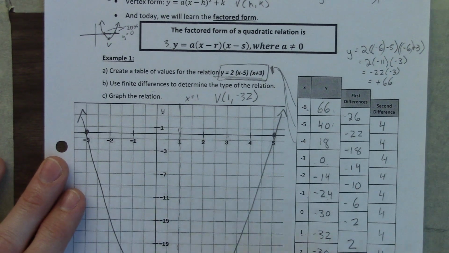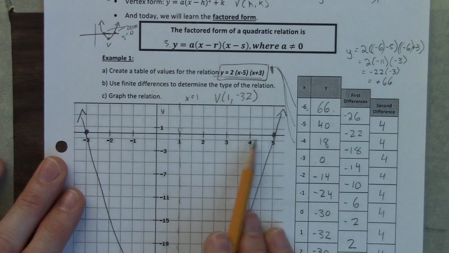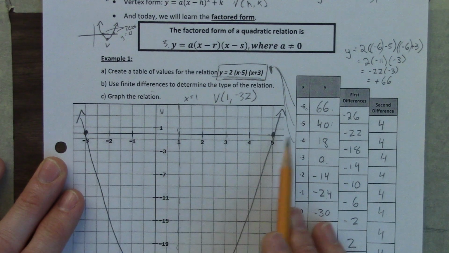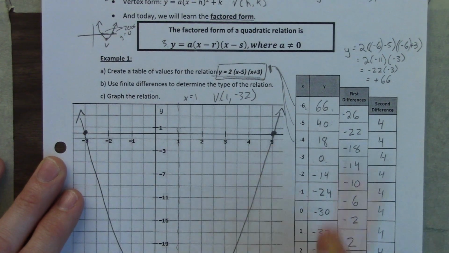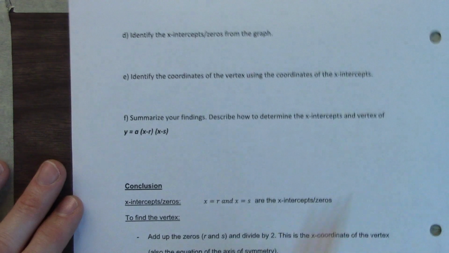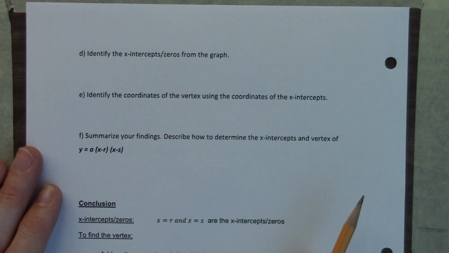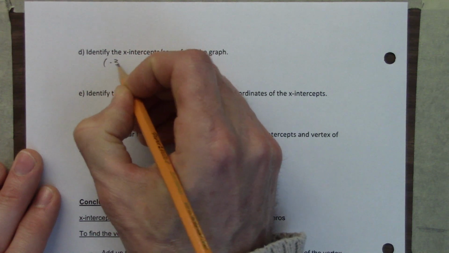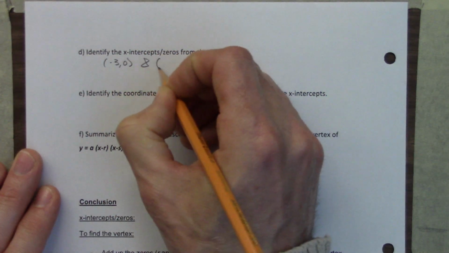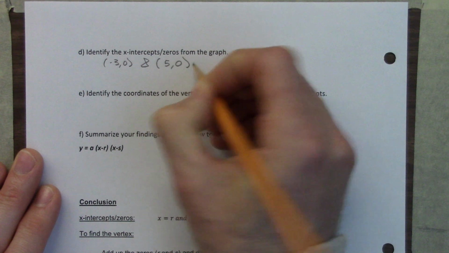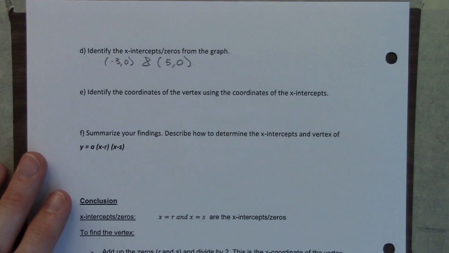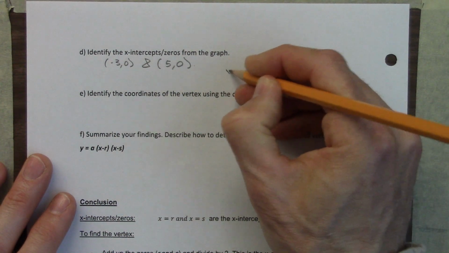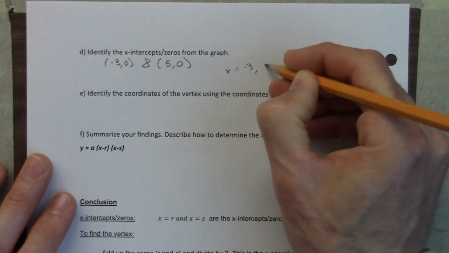3 and 0. No. The zeros are here and here, right? So -3, you're right, and 5, right? So the zeros for the graph would be -3, 0, and 5, 0. Those are the 2 points, right? Or you could just even say x is equal to -3 and 5.